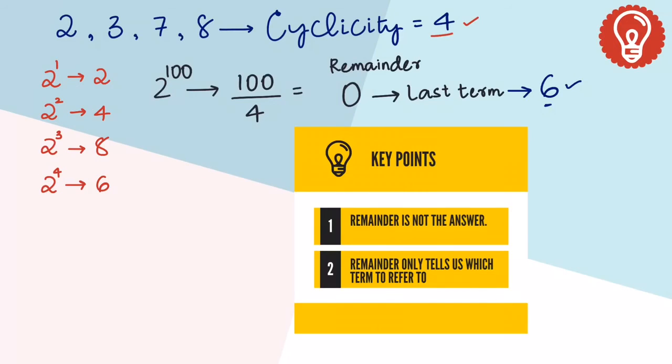Isn't that simple? But one probable mistake that you might make is the remainder is not the answer. Remainder only tells us which term you're supposed to refer to in the series. 0 refers to the last term in 2 power n series, which is 6. Therefore, 6 is the answer and not 0.